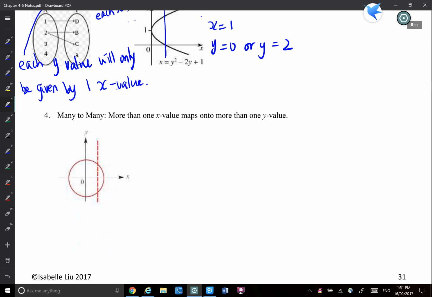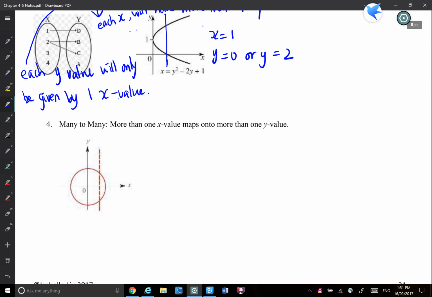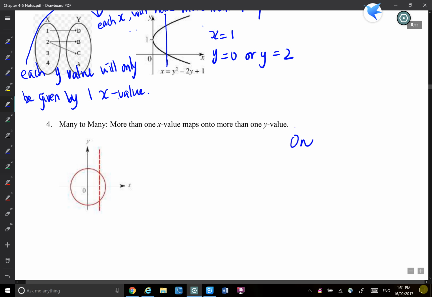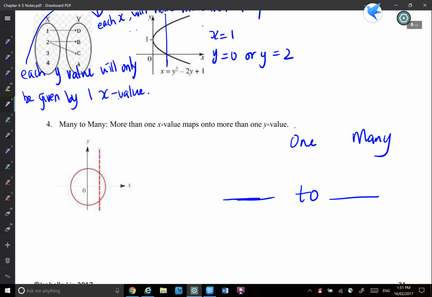Okay, so what is many-to-many? Each x is given by more than one y value, and each y value is given by more than one x value. That's a many-to-many. So which is a circle? Circle is the best representation. So what we have is 1-to-1, many-to-1, 1-to-many, many-to-many. So we choose the word one or many to fill in those two boxes. We select one or many to put in the first line. We choose one or many to put in the second line. You can use the same word repeatedly.